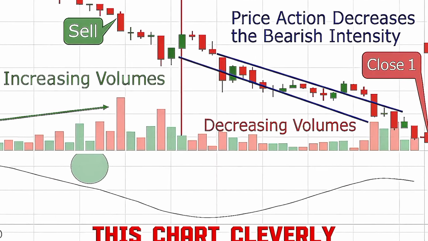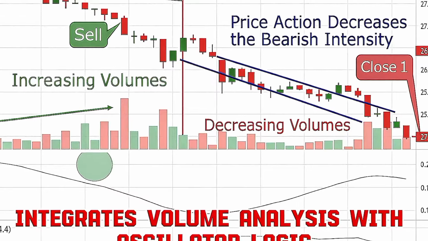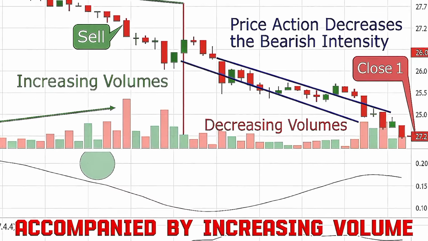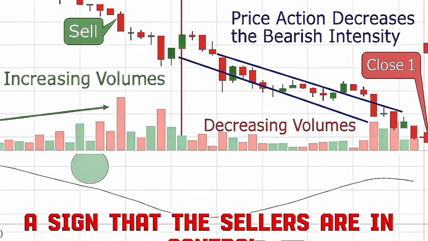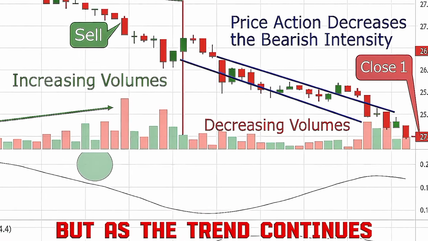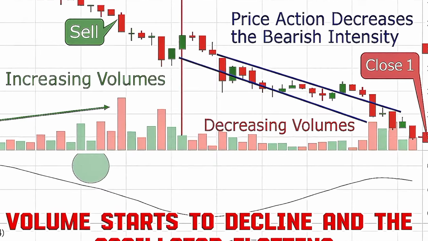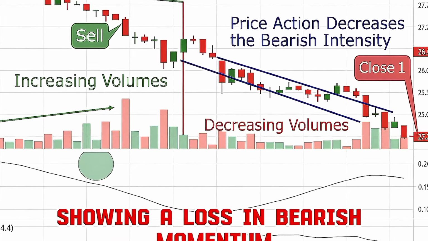This chart cleverly integrates volume analysis with oscillator logic. At first, we notice strong bearish candles accompanied by increasing volume, a sign that the sellers are in control. But as the trend continues, volume starts to decline and the oscillator flattens, showing a loss in bearish momentum.